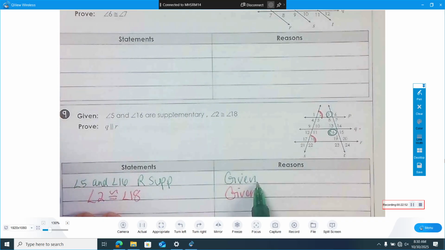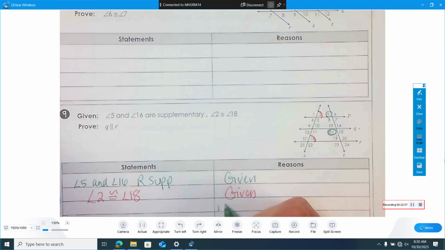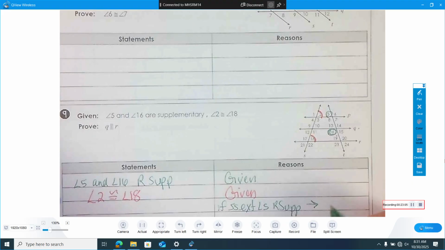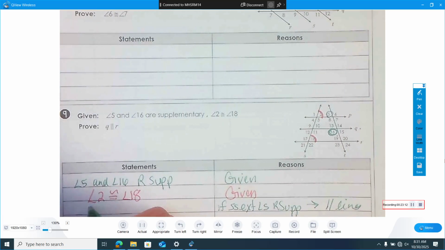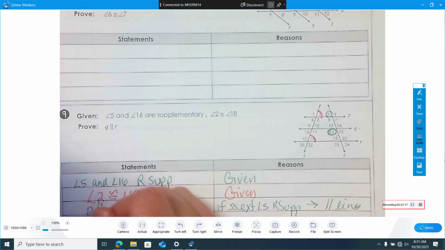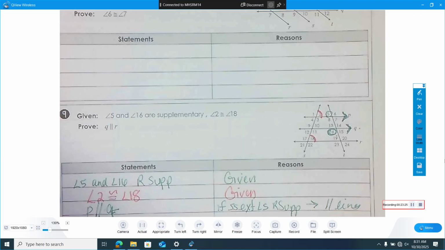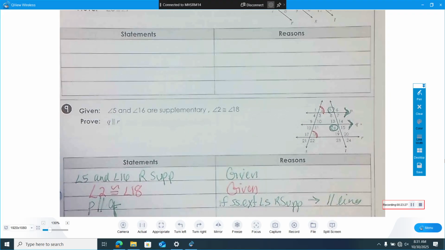So from the green stuff here, knowing that 5 and 16 are same side exterior, if same side exterior angles are supplementary, what do we know? You get parallel lines. All right, and which lines do we know are parallel then? P is parallel to Q. All right, so P is parallel to Q because those are same side exterior angles that are supplementary. Okay, so we've got P is parallel to Q.